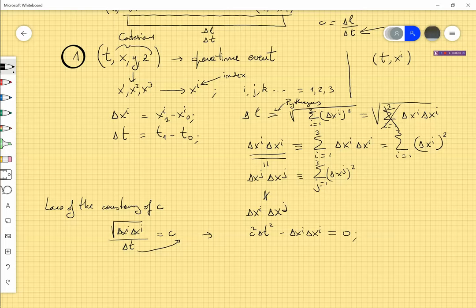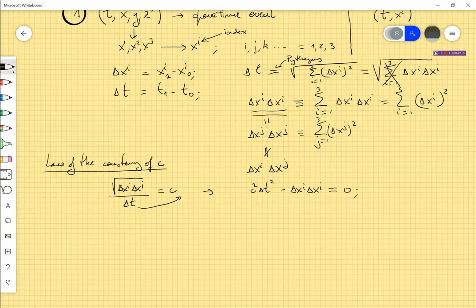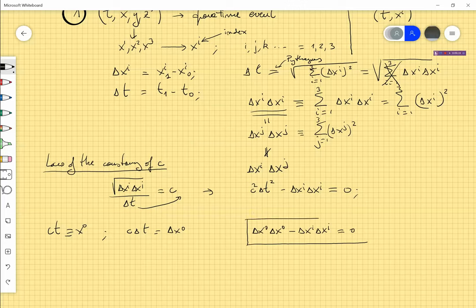another expression of the law that tells us that c is constant, but this is not the final expression that we want, because we are going to find many times the speed of light multiplied by time. It has dimensions of length, just like the deltas of the spatial coordinates that we have here. So we find it convenient to introduce another symbol, another label, that works exactly like a coordinate, which is x0. So c delta t is delta x0. And we can rewrite this as delta x0 delta x0 minus delta xi delta xi equal to 0. And now, yes, this is the final expression of this law that we were trying to find.